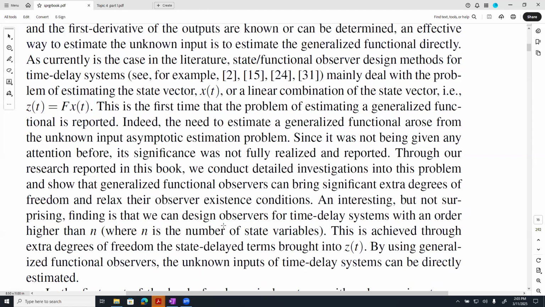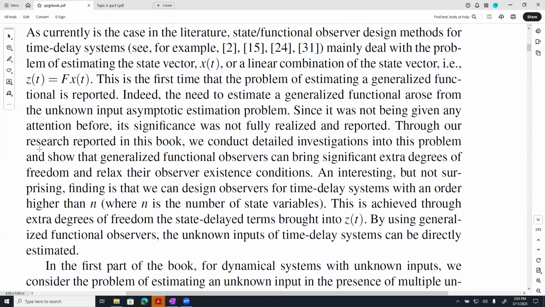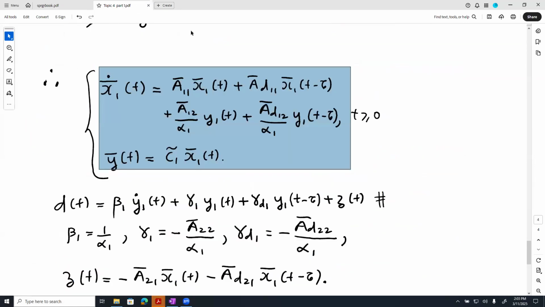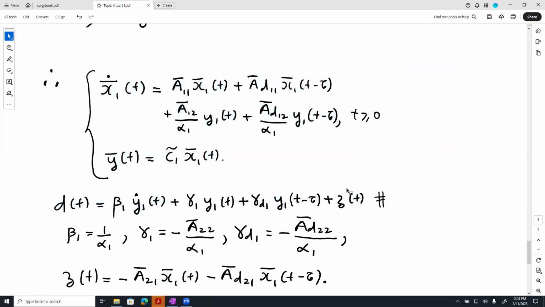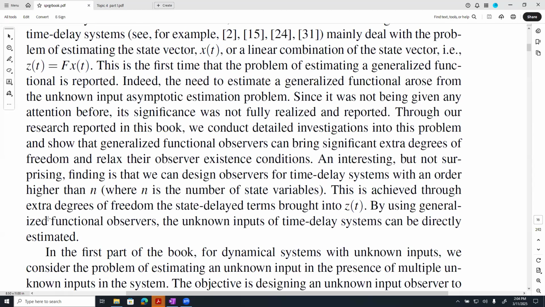And we can also demonstrate that estimating the generalized functional directly can also reduce the complexity, the hardware, and practical implementation, and so on. So what happened in here is once we obtain an unknown input, which is expressed in its entirety like that, then the estimation of the unknown input can be realized by designing a generalized functional observer.